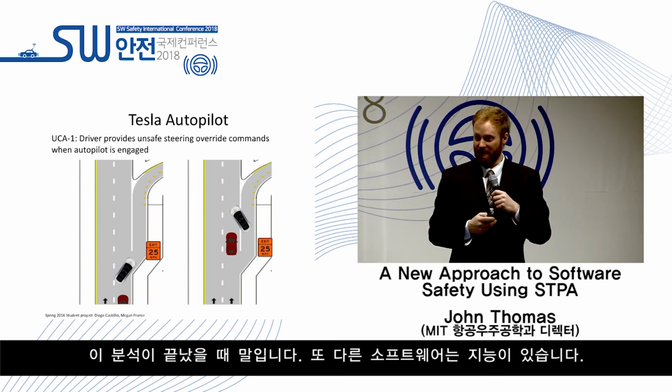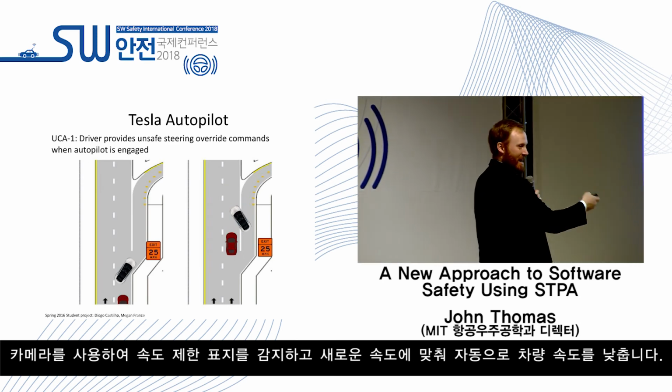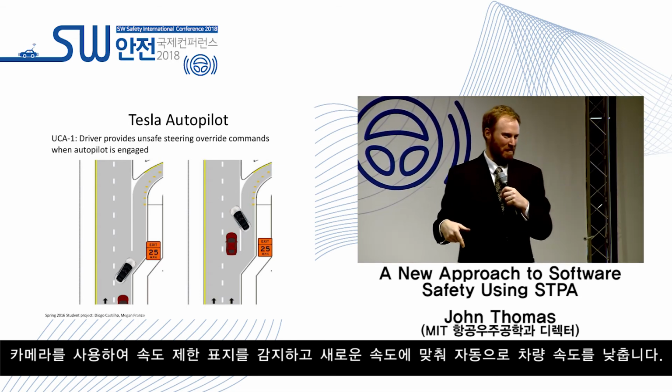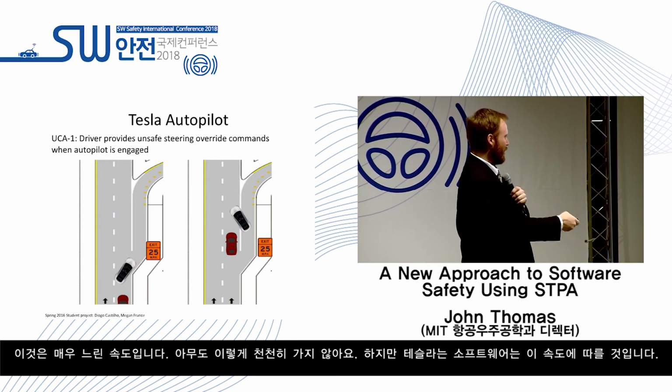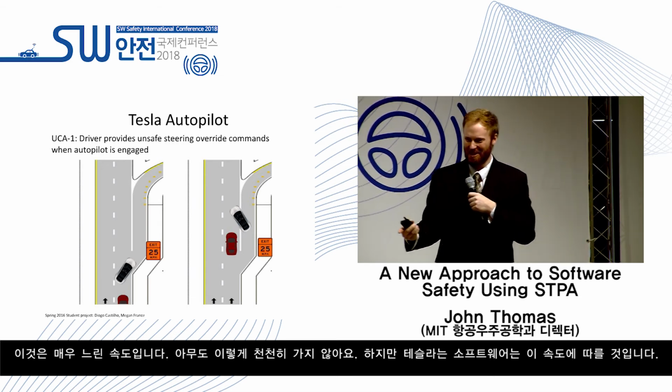Now, another piece of software is intelligent, uses a camera to detect the speed limit sign and automatically slow down the car to match the new speed. This is a very low speed. Nobody goes this slow. But Tesla will. The software will.